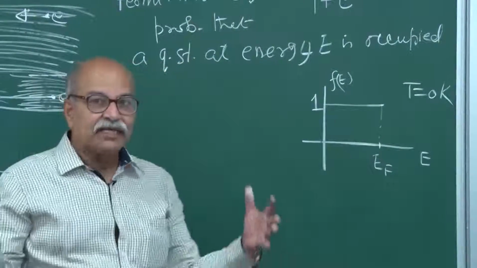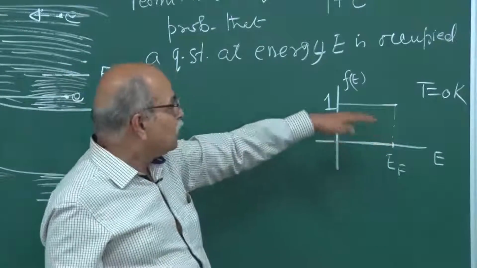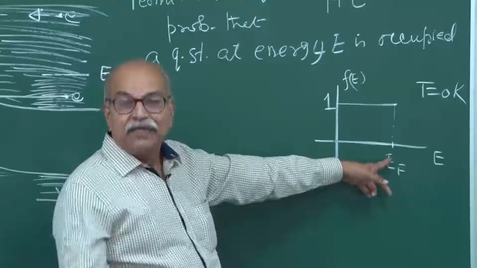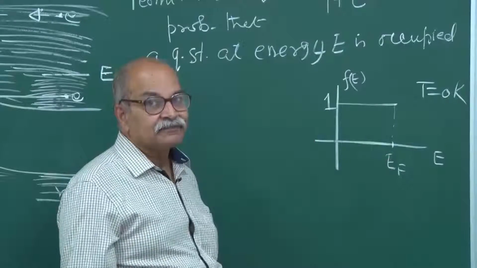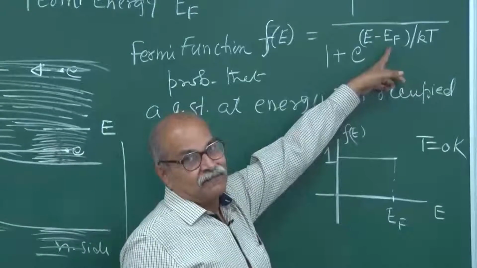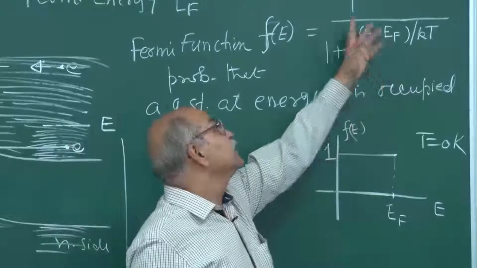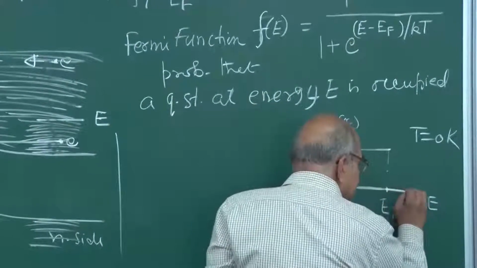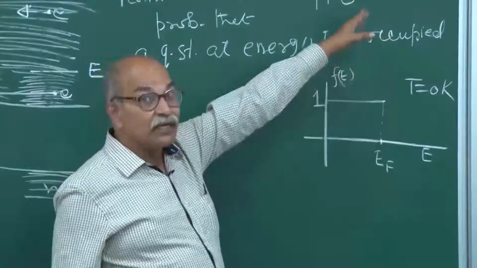So that means at 0 K, all quantum states with energy less than EF will be occupied by electrons. Probability is 1. And if E is greater than EF, then it is e to the power plus infinity, which is infinity, and this probability will be 0. So the function here is 0. That's the kind of function at 0 Kelvin.